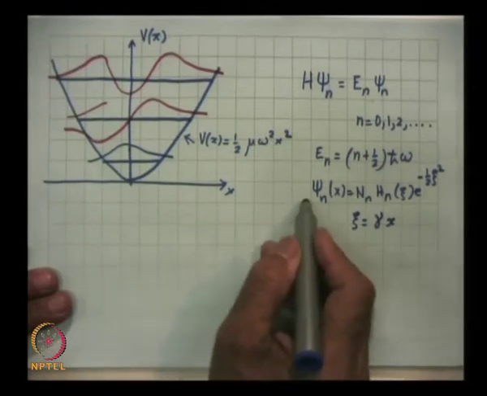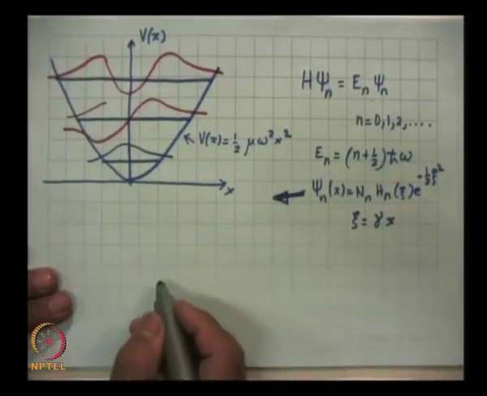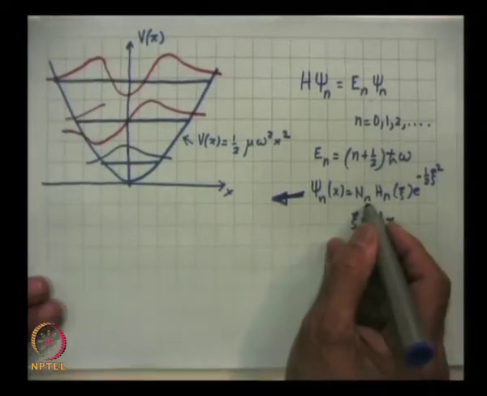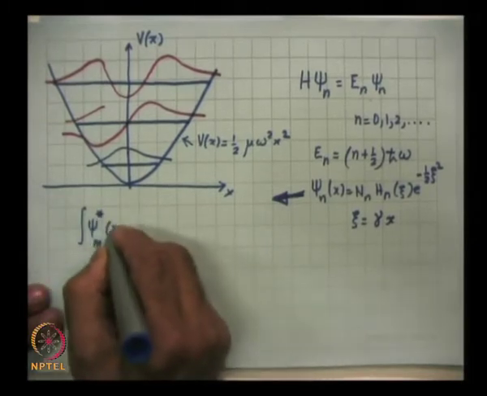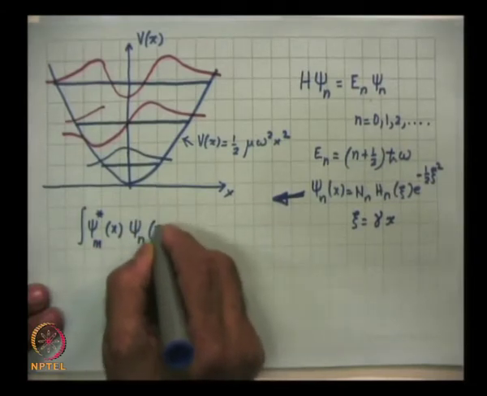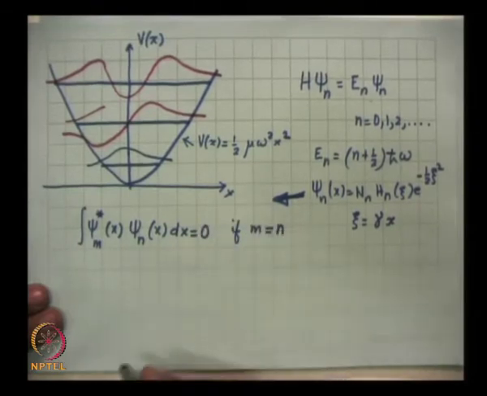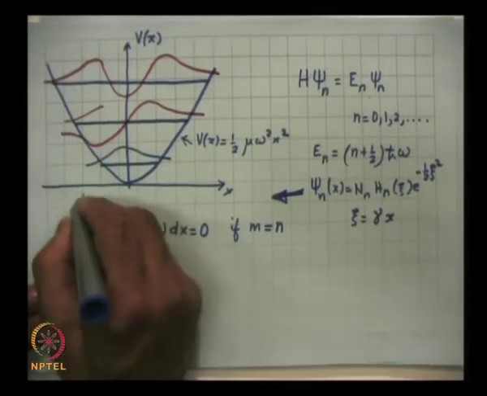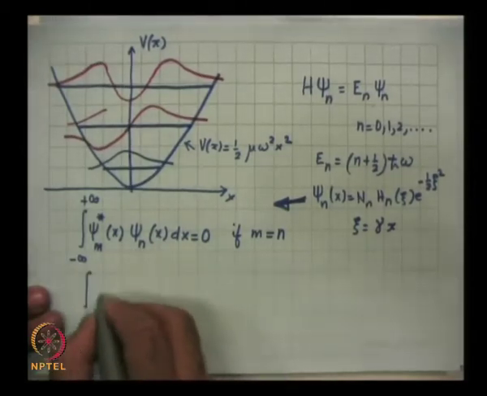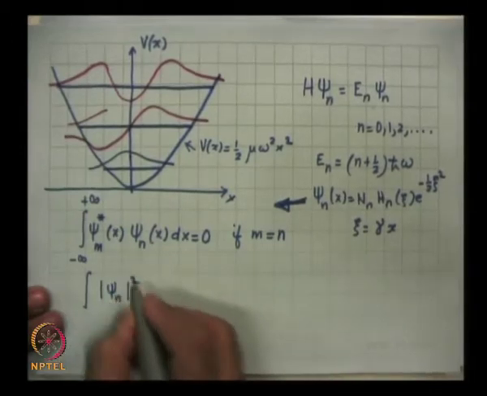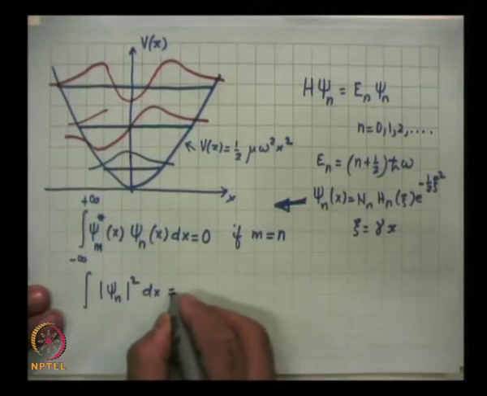As I had discussed in my last lecture, these wave functions form a set of orthonormal functions, and the coefficient N n is chosen such that, orthonormal function means the integral of psi m star of x psi n of x dx is equal to 0 if m is not equal to n. All limits as before are from minus infinity to plus infinity, and when m is equal to n, the integral of mod psi n square dx, I can always choose the value of N n such that this integral is 1.